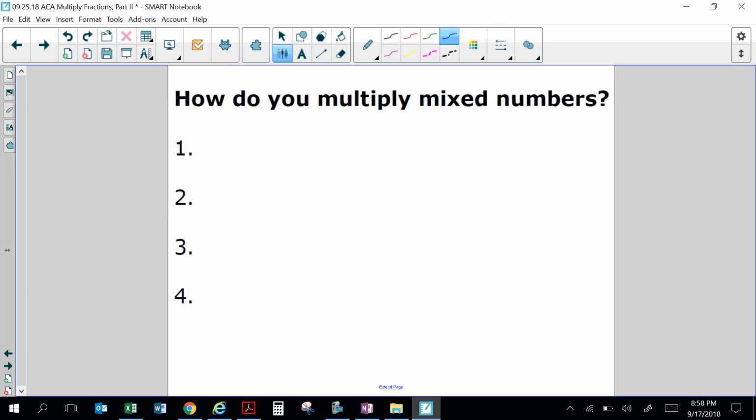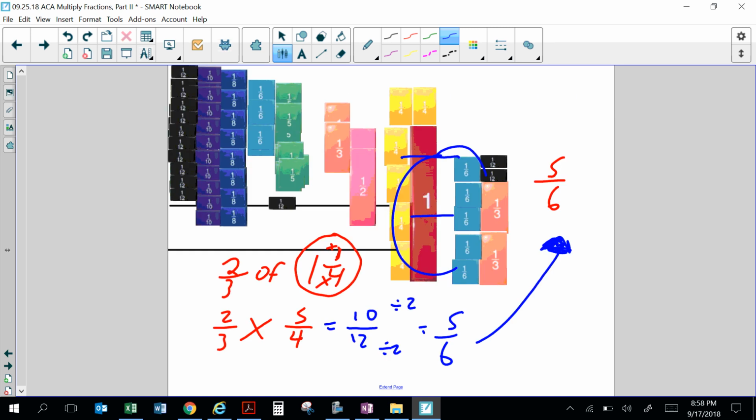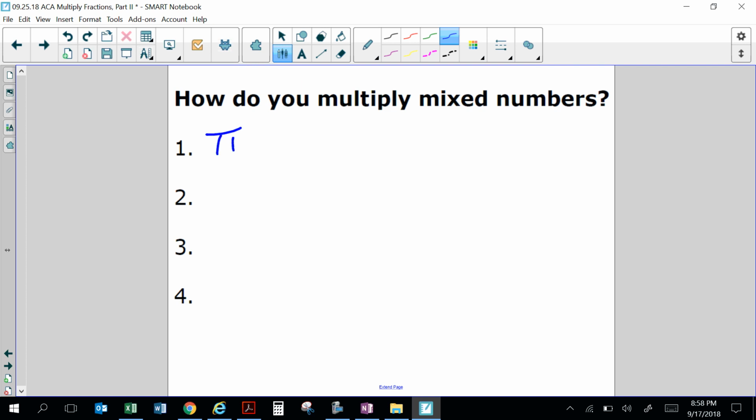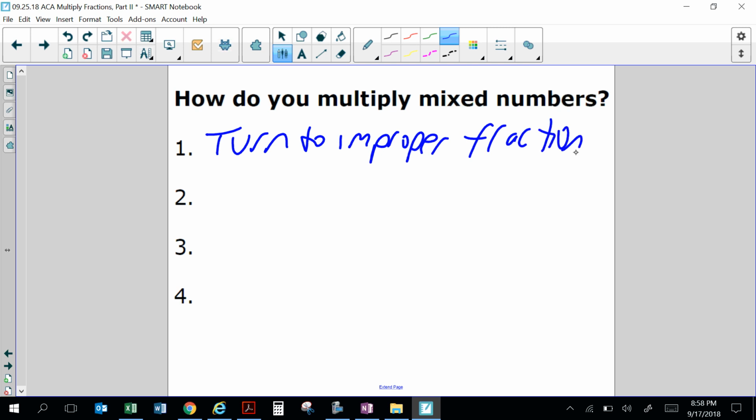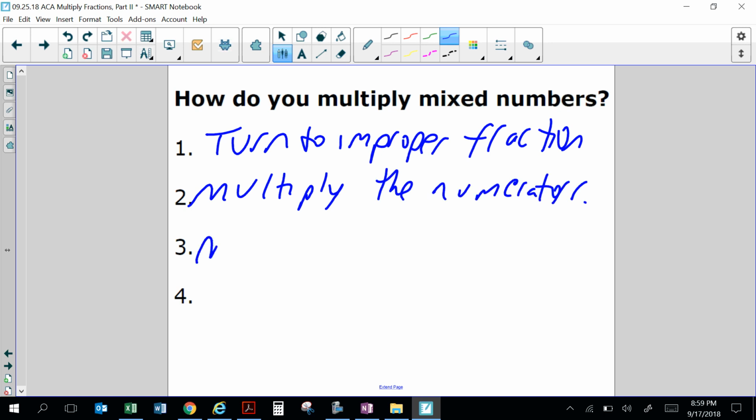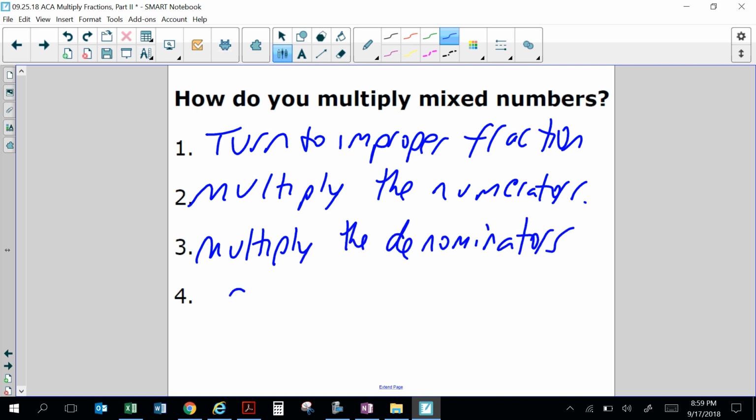So how do you multiply mixed numbers? It's just like multiplying fractions. The only difference between multiplying fractions and mixed numbers is that you have to turn the mixed number into an improper fraction. And then you multiply the numerators. Then you multiply the denominators, and then you simplify.